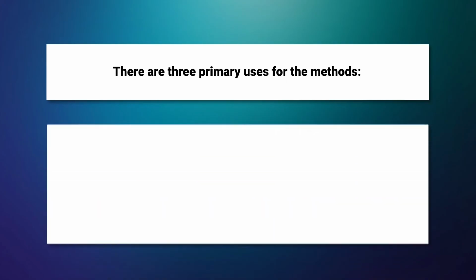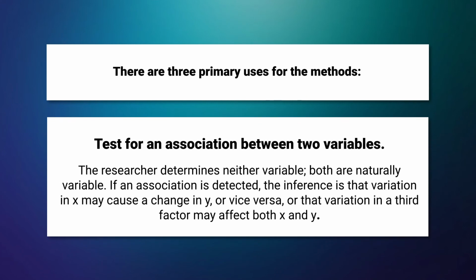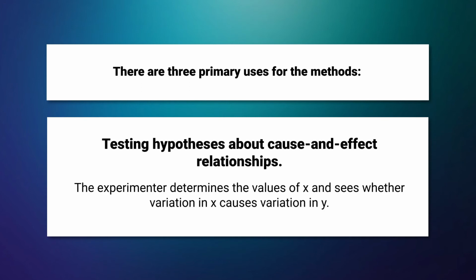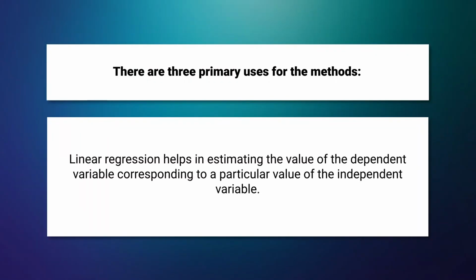Anyway, I think this is an important aspect: the test for association between two variables, where the researcher determines neither variable, both are natural variables. If an association is detected, the inference is that variation in x may cause a change in y, or vice versa, or that variation in a third factor may affect both x and y. So testing hypotheses about cause and effect relationships is an important ingredient, and in our coming sessions, when we test hypotheses, we are going to use this phenomenon. So linear regression helps in estimating the value of the dependent variable corresponding to a particular value of the independent variable.